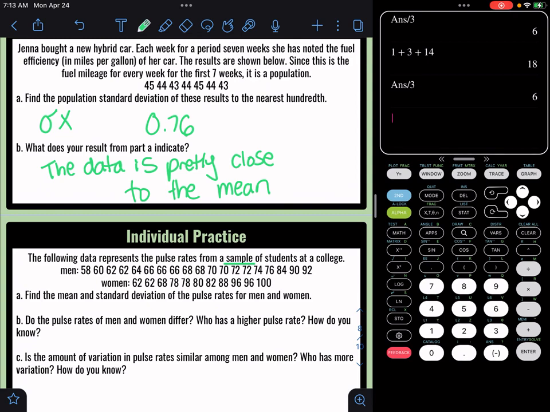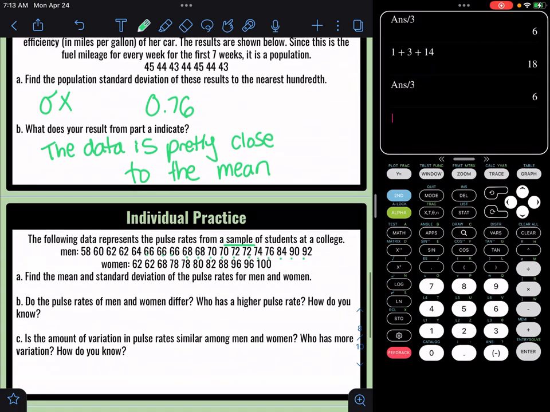1, 2, 3, 4, 5, 6, 7, 8, 9, 10, 11, 12, 13, 14, 15, 16, 17, 18, 19. Oh yep, 19, I do have 19. Okay, so for men, let's put in our mean. I'm going to click menu, stat calc, one variable statistics, click OK, and then I'm going to click OK. And what is my mean here?